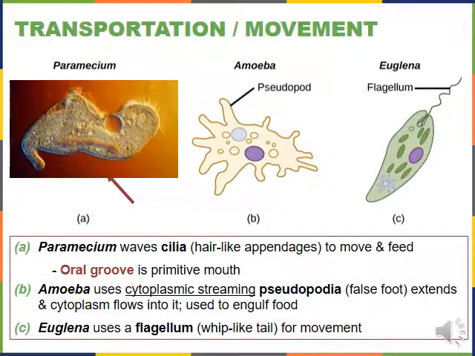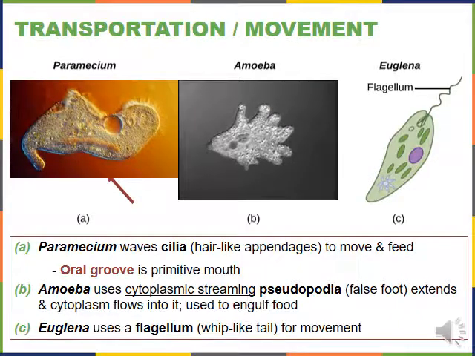So those fine hair-like appendages called cilia enable Paramecium to move. These are quite large, very common. So if you take a little bit of pond water, you're more than likely to find some Paramecium under the microscope. Now we also move towards amoeba, which tend to use cytoplasmic streaming, pseudopodia, or what's called a false foot, that extends and their cytoplasm flows around it, and they use this to engulf food. They use it to move, but they also use it to engulf food in a process called phagocytosis.